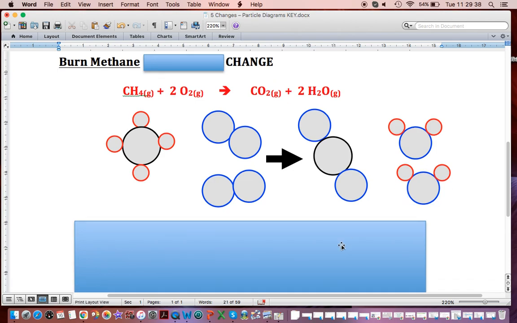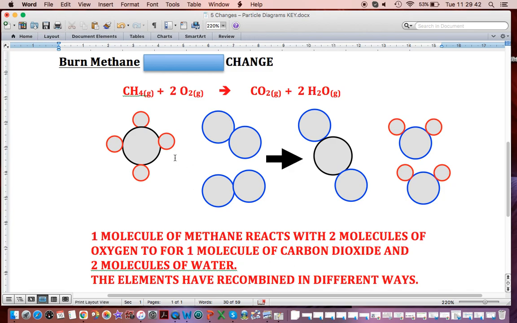So what's going on there? Well, when we burn, it means we're reacting the material with oxygen. So methane reacts with these two molecules of oxygen, and it forms one molecule of carbon dioxide, that's no number in front means a 1, and two molecules of water. And clearly the elements are recombined in different ways, and that means this should say chemical change.